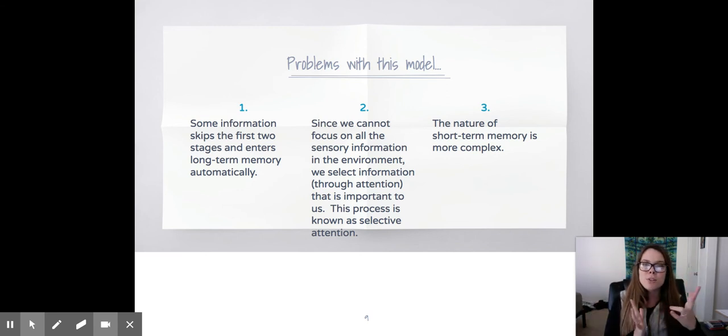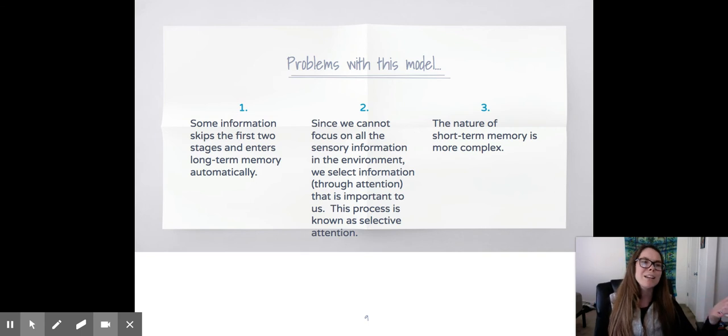Number 2, since we cannot focus on all the sensory information in our environment, we selectively choose the information that is important to us, right? So we have selective attention. I can choose to focus on the fact that I have my awesome Diet Coke here, but I'm focusing on you guys, right? Our brains choose what to listen to due to our selective attention. And number 3, the nature of short-term memory is more complex than what they lead on, which is also why they are starting to add in this working memory model, okay?